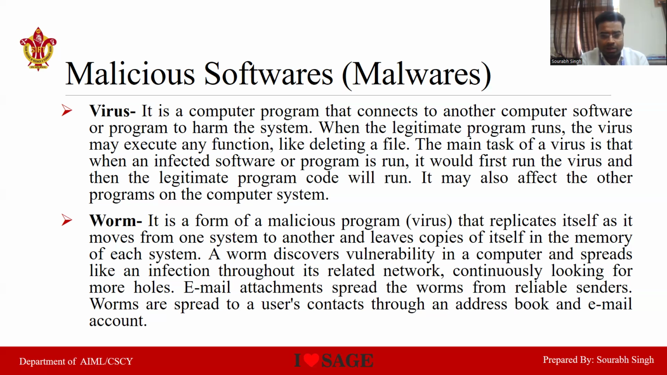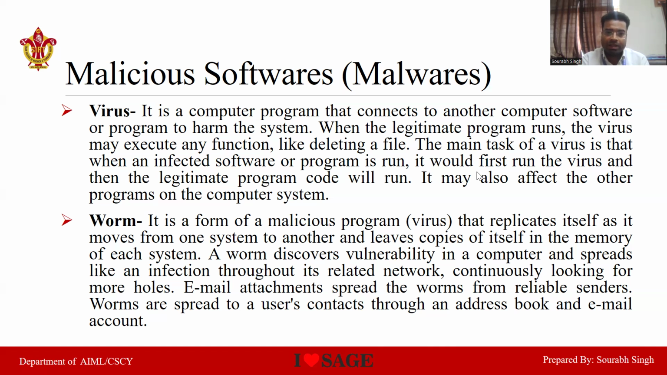It can spread as an email attachment from seemingly reliable senders. Worms are also spread to a user's contacts through email addresses. So worms can definitely move from one place to another in a network, and apart from the network, they can also use the internet in the form of emails or websites.